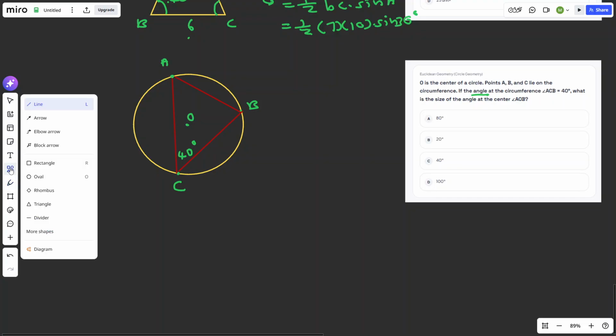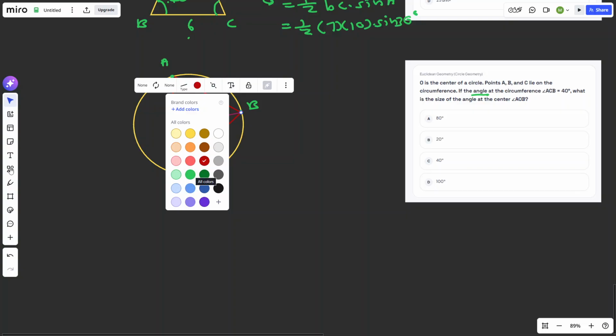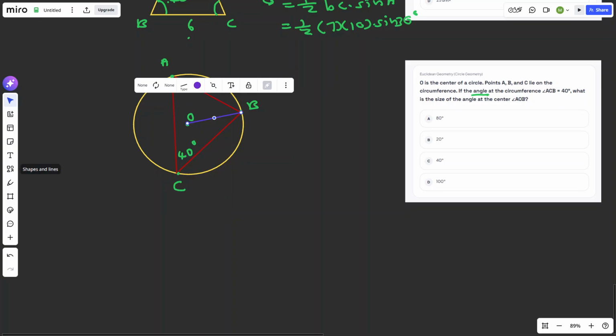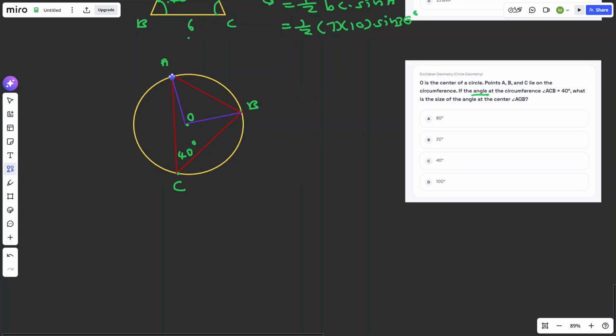So let us include another line here, right? And just put a different color for this one. Let's make it purple. And another one. There we go. Okay. So now we can see here clearly. So what is the size of the angle at the center AOB? So AOB. So we want to find this here. What is that angle?